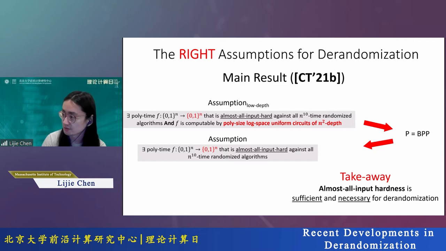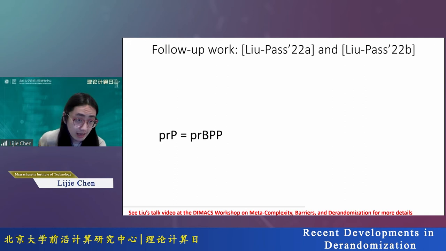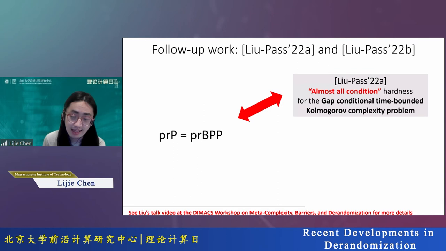Okay. So since this work, there is some very interesting follow-up work by Liu and Pass, Yanyi Liu and Rafael Pass. I'm not going to carefully define what they prove because time is limited, but roughly speaking, they give you some more equivalences. In the first paper, appearing this year at CCC, they show that a certain almost all condition hardness assumption for the gap conditional time-bounded Kolmogorov complexity problem is actually equivalent to derandomization.